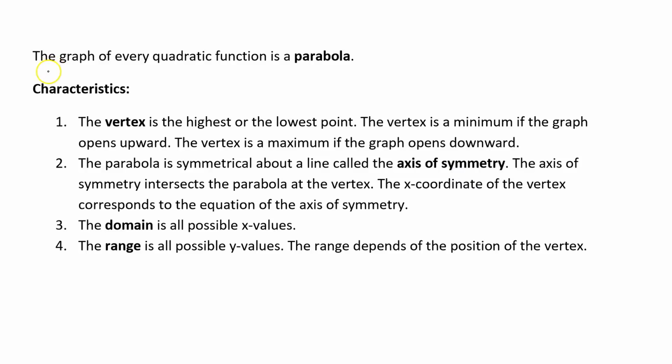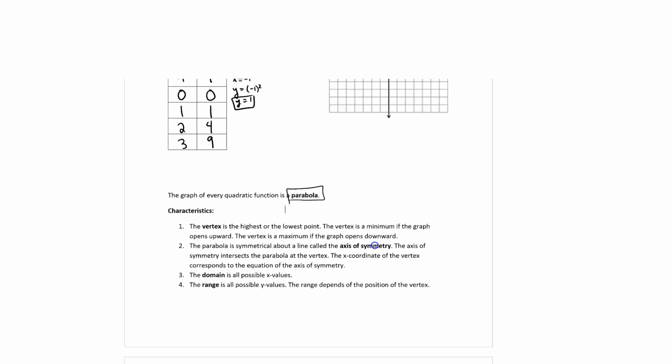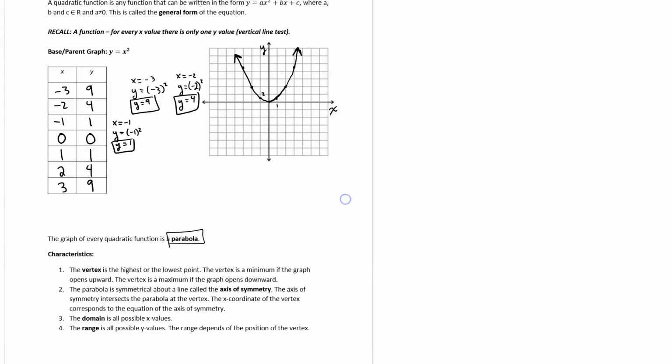So the graph of every quadratic function is called a parabola, like I mentioned before. So here are the characteristics. The vertex, let me just zoom out so we can look at both of these things. The vertex is the highest or lowest point. Now in this case, the vertex is right here, and that's the lowest point of the parabola. The vertex is a minimum if the graph opens upward, and the vertex is a maximum if the graph opens downward. Sometimes we're going to see graphs that open up that way.